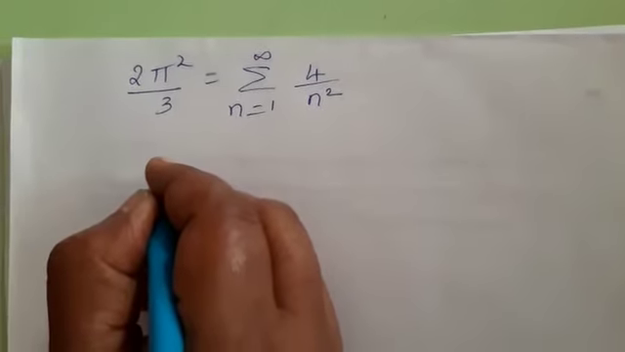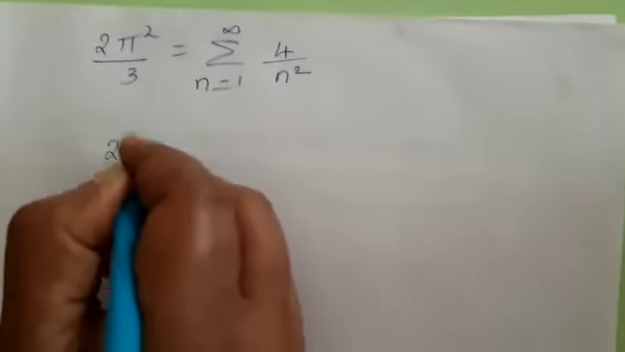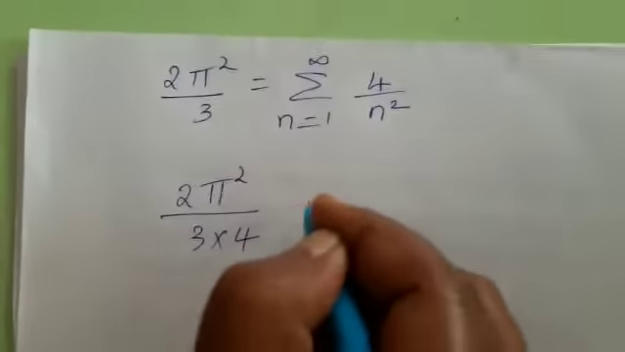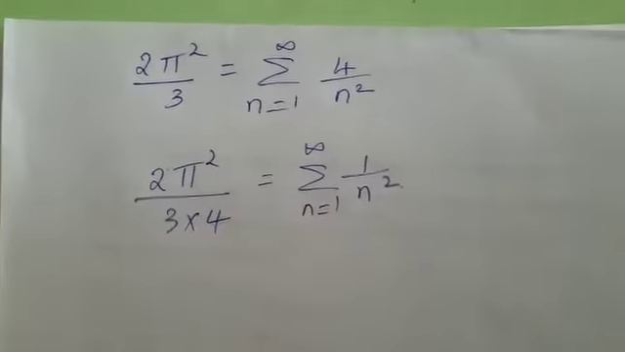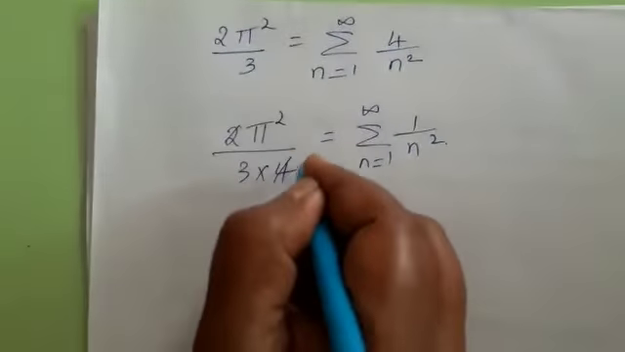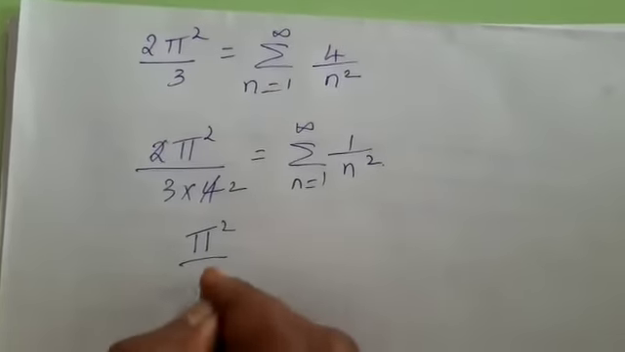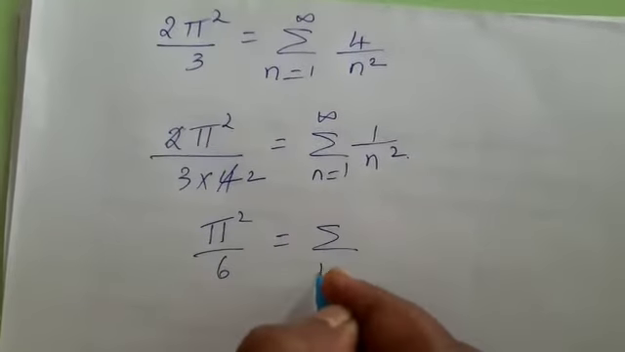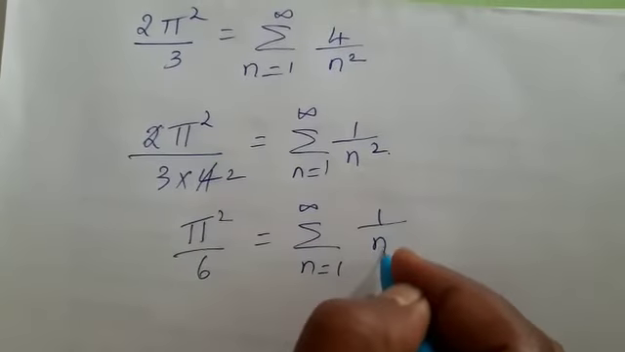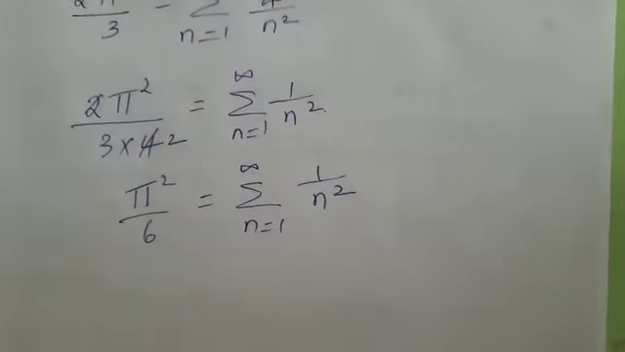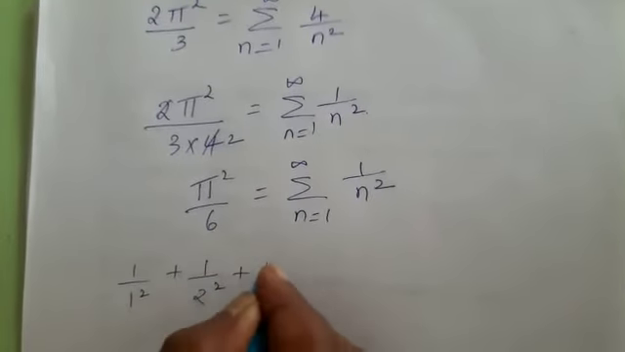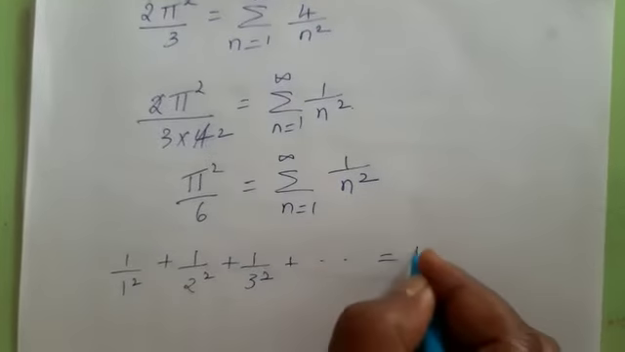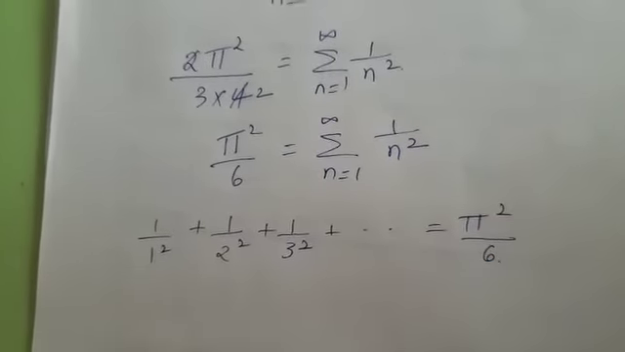So 4 is a constant. We can take it to the other side. So you are remaining with 2π²/3 divided by 4 is equal to summation n equals 1 to infinity 1/n². So it cancels. So I am having π²/6 is equal to summation n equals 1 to infinity 1/n². So if I substitute, what do I get? 1/1² plus 1/2² plus 1/3² plus etc. will be equal to π²/6.